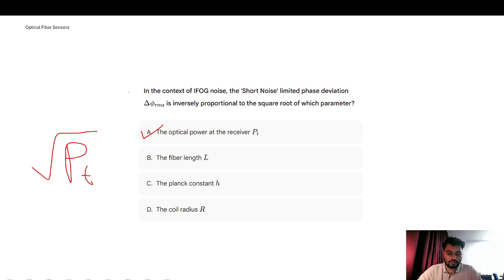Making the noise equivalent phase proportional to inversely proportional to root PT, this is the correct answer. That's why this is the correct answer.